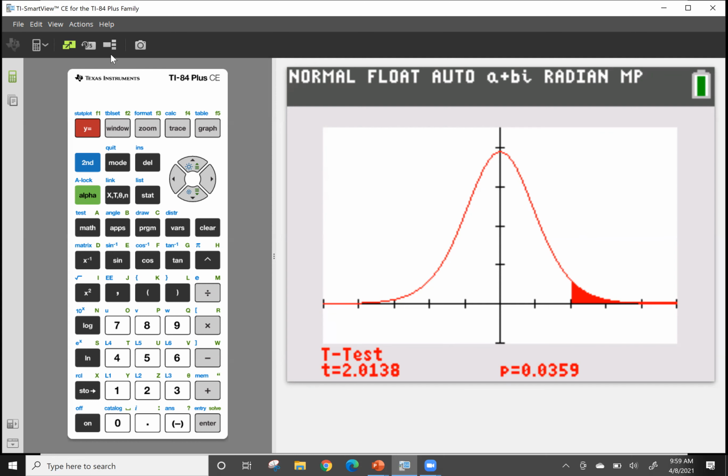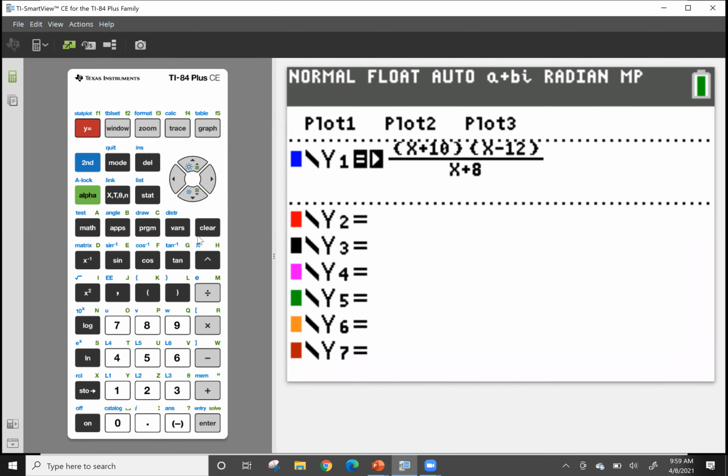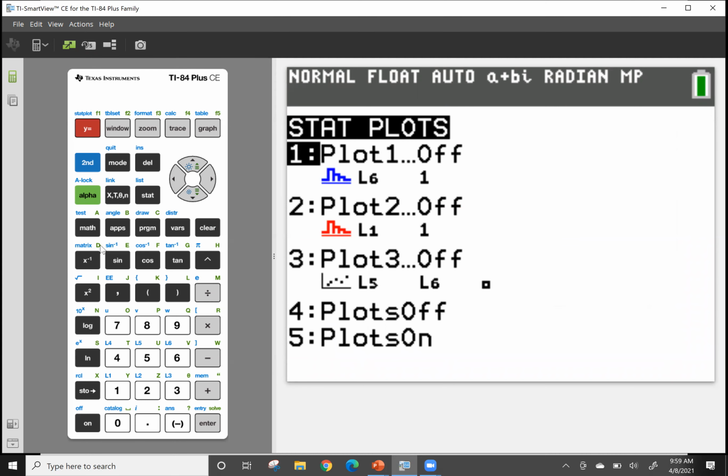And I said I should have made sure I didn't have anything in my y equals, which I did, which was okay. It didn't graph it. Normally, you want to make sure y equals is clear and that your stat plots are all off.